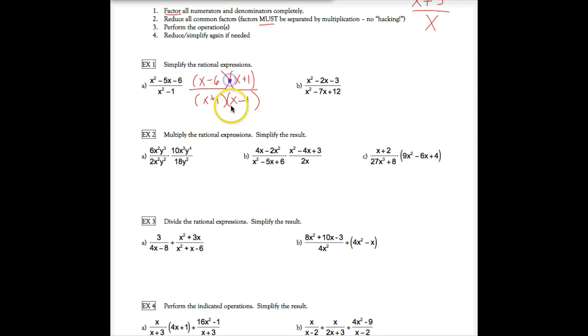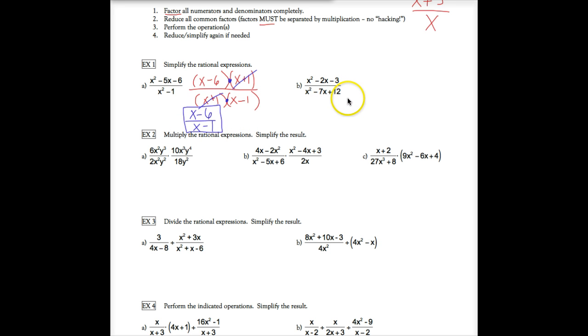Here's the multiplication in the middle here. So the only things you can reduce are the entire parentheses if they have them in common, which they do here. You see x plus 1 and x plus 1. So we're going to reduce those, and then that's going to leave me with x minus 6 over x minus 1. That is my final answer. Again, you can't reduce the x's because they're attached to the 6 and the -1 by subtraction. Can't separate those. So this is our final answer here.